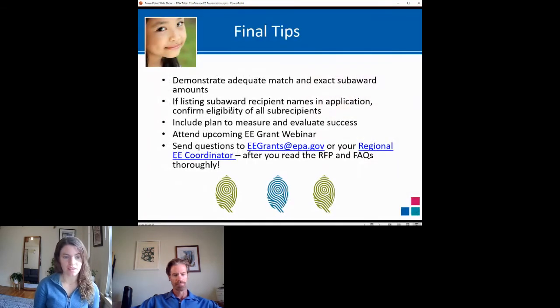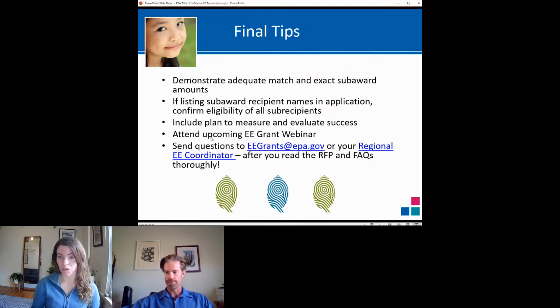Some final tips is, again, making sure that those match and sub-award requirements are accurate. You aren't required to list your sub-award recipients in your application, but you should have a plan of how you are going to select those. If you do list the sub-award recipients in the application, make sure that they are eligible and meet those requirements. Including a plan to measure and evaluate the success of your grant project is also important.